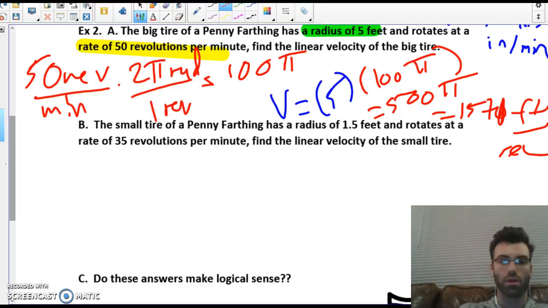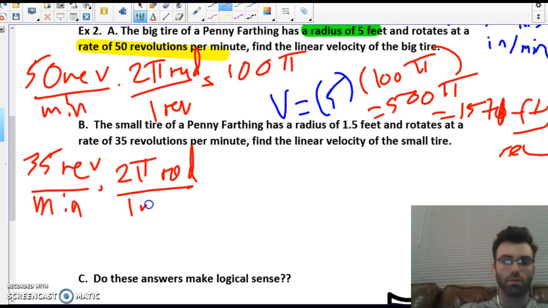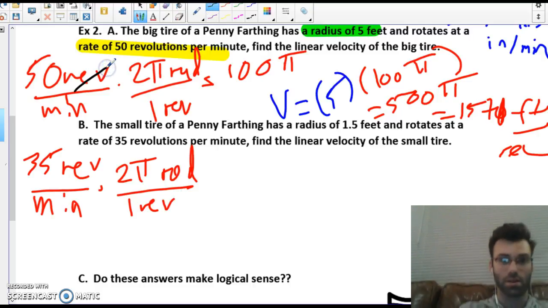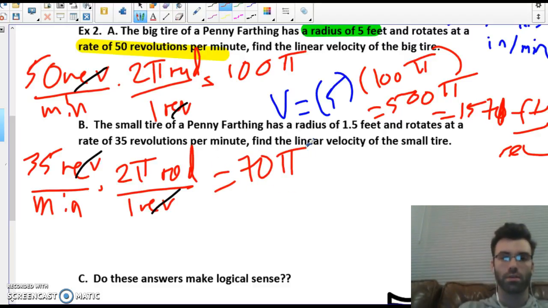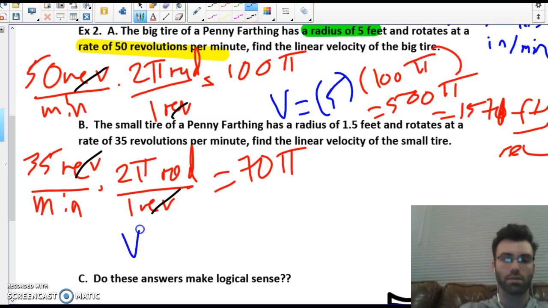All right, so our 35 revs per minute times 2 pi radians per 1 rev. Okay, remember our revolutions cancel, our revolutions canceled here, revolutions canceled here. All right, so you have 70 pi. So we take that 70 pi and just multiply it. Oh, wow, that's different. Not the worst thing in the world. We take our 70 pi, hey now, there it is.